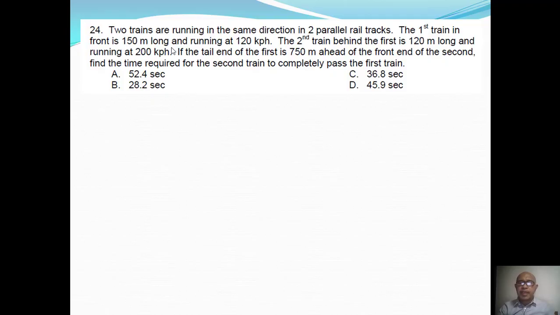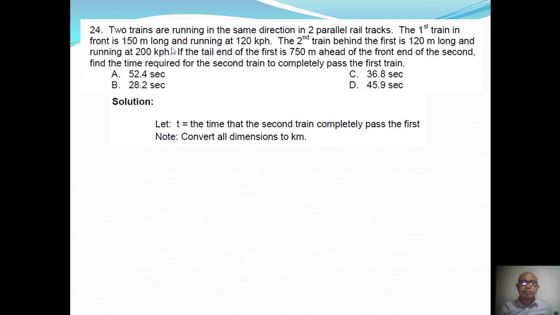Okay, so again, a figure is helpful in solving rate problem. So we have here, so let t equal the time that the second train completely passes the first. And then we will note that we will convert all the dimensions to kilometers, because we have here kilometers per hour, we have here meters. So it is advisable to use one dimension in distance. So I will use kilometers.